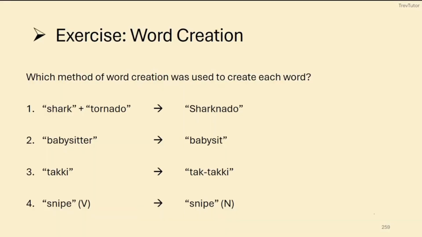So let's ask ourselves, how are these words created? Which method of word creation was used? So if we take shark and tornado, we get sharknado. This is a case of blending. We blend two words together.